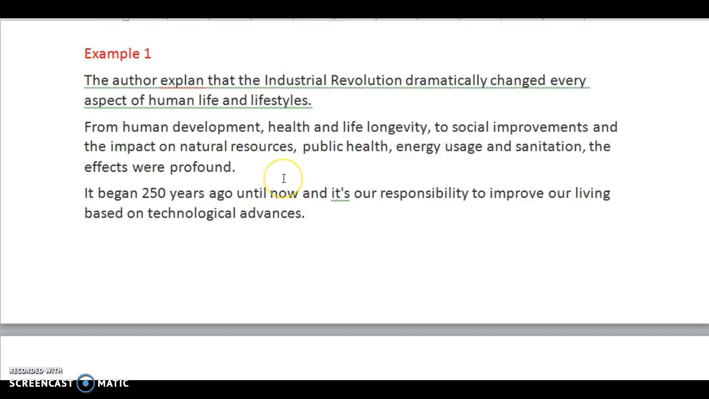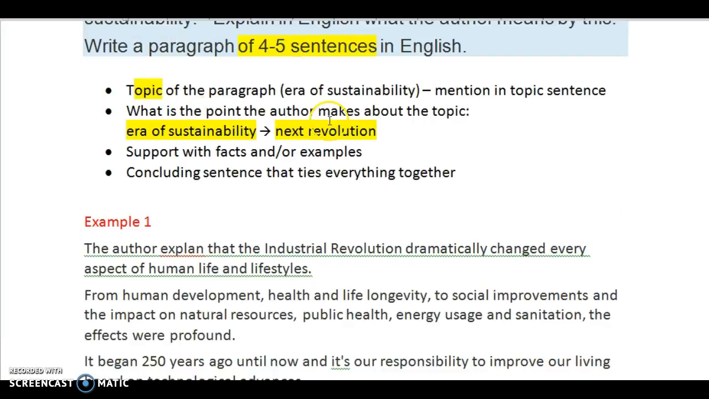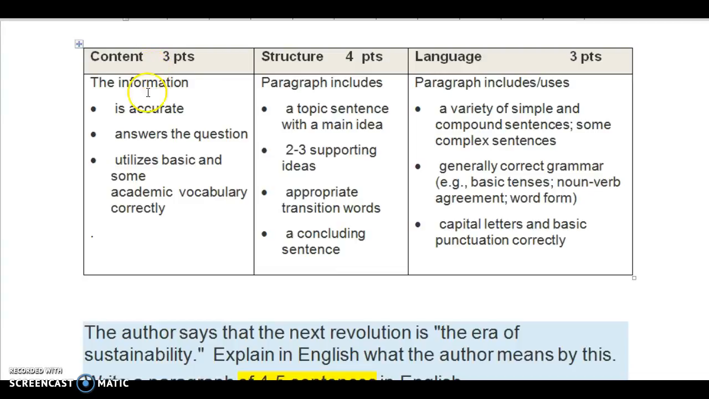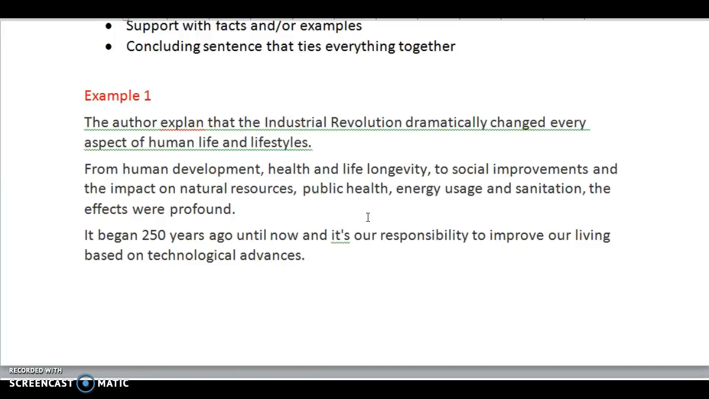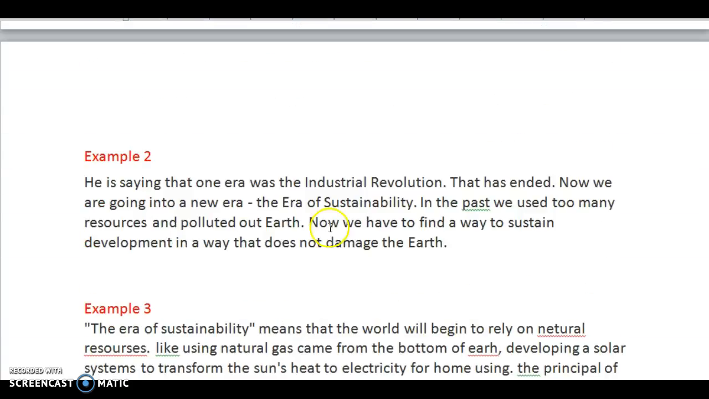And then it goes on from human development, health and life longevity, etc., a whole list of different things. Then it says it began 250 years ago. And there's absolutely nothing here that relates to this. So what's the problem here? The information may be accurate, but it does not answer the question. Therefore, what? A topic sentence? Well, sort of. Main idea? I don't know. It certainly didn't answer our question. It's a collection of ideas. Let's look at example 2.